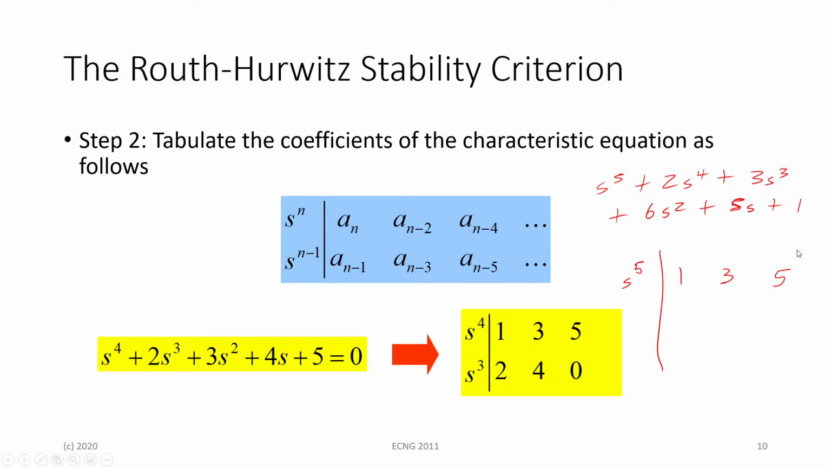So that deals with all the coefficients of the odd powers of s. The next row, because we dealt with the odd powers of s, is going to be the even powers of s. And the highest even power of s here is s to the 4.